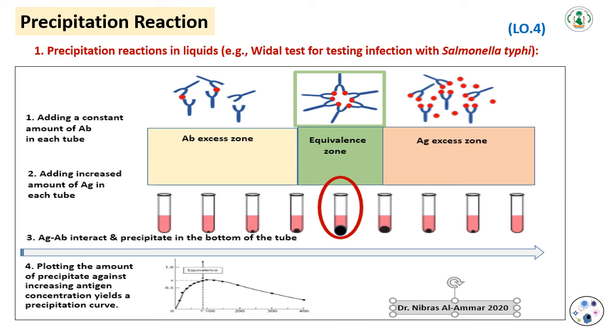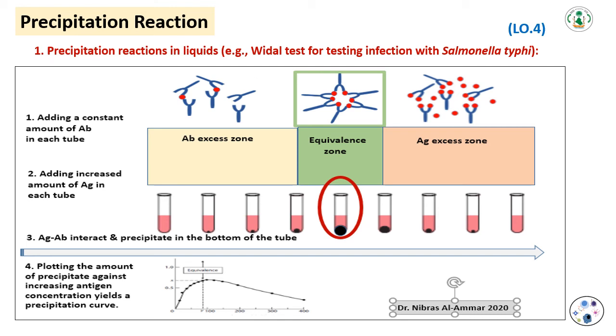And then, after we increase the amount of antigen, there will be no antibody left to bind with the antigen. So in the antigen excess zone, the antigen quantity is more than antibody. There is not enough antibody to bind with antigens, so the precipitation will decrease until the last tubes, where there will be no precipitate.